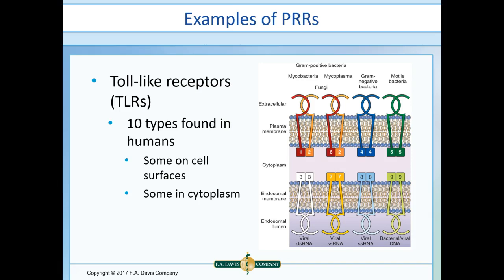Here are some examples. Toll-like receptors. There are 10 types found in humans, and some are on cell surfaces, some are in the cytoplasm. Okay, here's a gram-positive bacteria with some examples. Don't have to memorize those. It's just showing that they do sit on the cell surface.